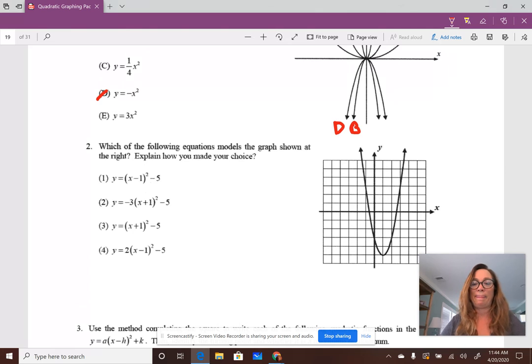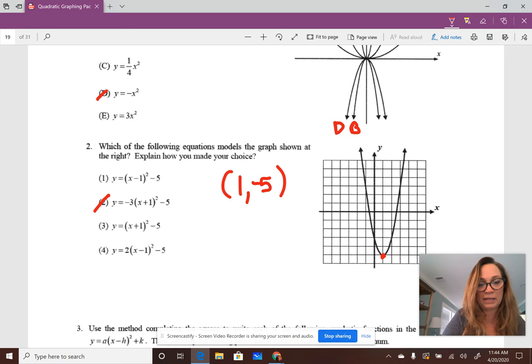Okay. All right. So now I'm looking here at the vertex. So the vertex is 1, comma, 1, 2, 3, 4, 5, -5. So 1, comma, -5. So this would be incorrect and this would be incorrect. So now I'm looking at the distance here to the next integer point. So from here to here, the next integer point, if I calculated that, that would have a slope of 2. So it's going to be choice 4.